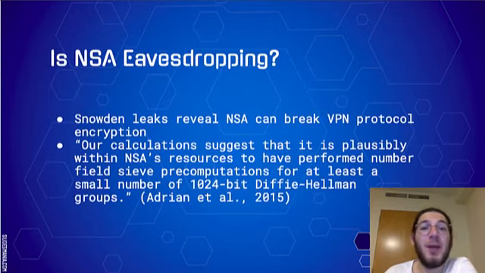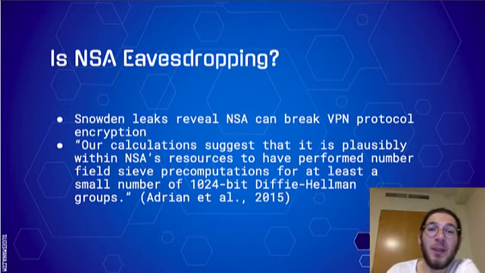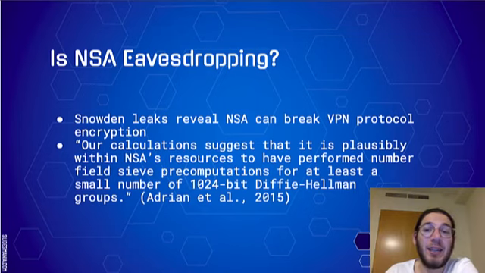That brings us to the question, is the NSA eavesdropping? We know that they are. Snowden leaks reveal that the NSA can break VPN protocol encryption, even though we don't know exactly how. But the calculations show that state-level attackers, and definitely the NSA, have the budget and means to use the NFS algorithm to break a key exchange, Diffie-Hellman key exchange, even with 1024-bit primes.